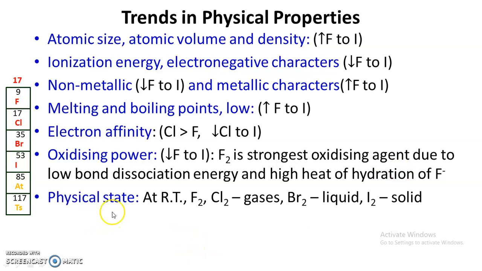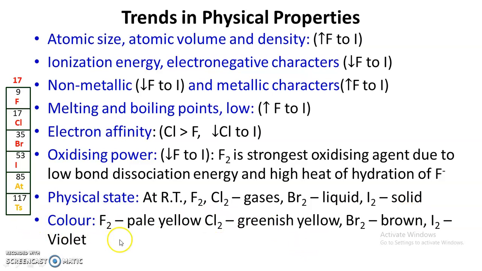About the physical state, at room temperature, fluorine and chlorine are diatomic gases. These are the two diatomic gases. All the halogens exist as diatomic molecules, and fluorine and chlorine are gases at room temperature. Bromine is a liquid at room temperature, and iodine is a solid at room temperature. About the color, fluorine gas has a pale yellow color, chlorine gas is greenish yellow, bromine is a liquid which is brown in color, and iodine is a violet solid. So this is about the color.